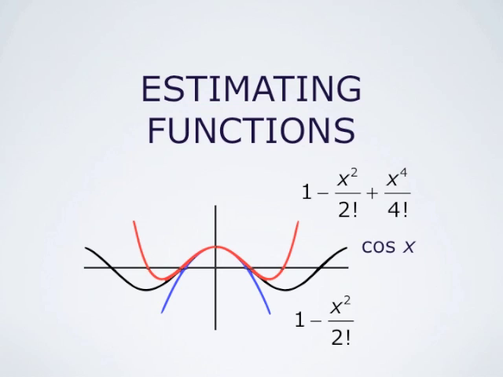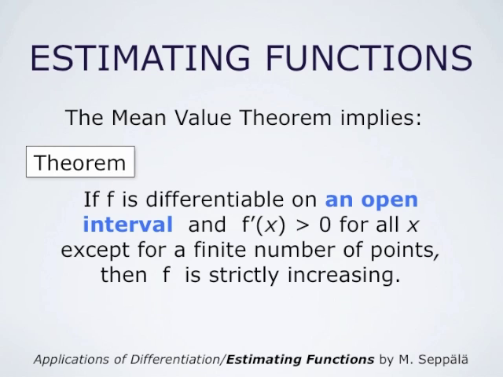2 factorial here is a product of all the numbers up to 2, that is just 1 times 2, which is 2. 4 factorial is the product of all the numbers up to 4. It is 1 times 2 times 3 times 4, and that is 24. This kind of estimate is very useful when dealing with complicated functions. These estimates are based on the mean value theorem.